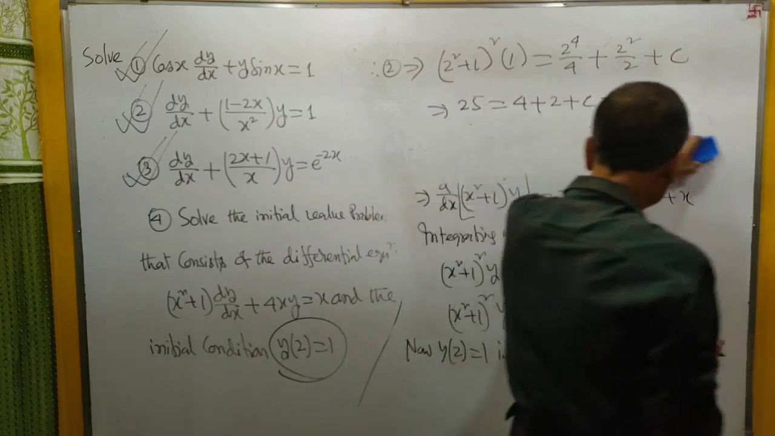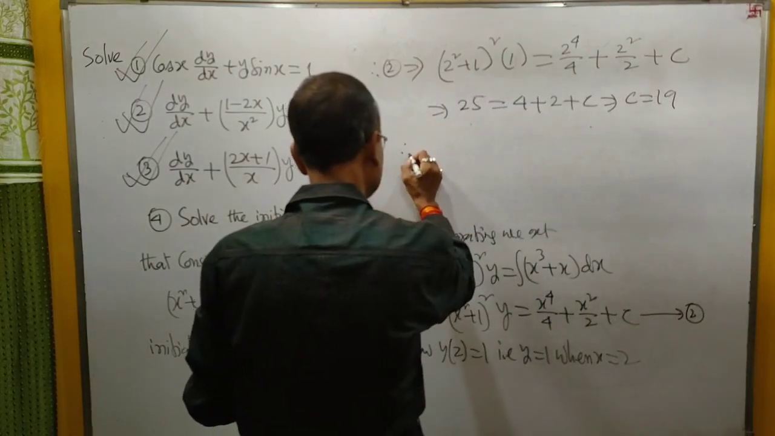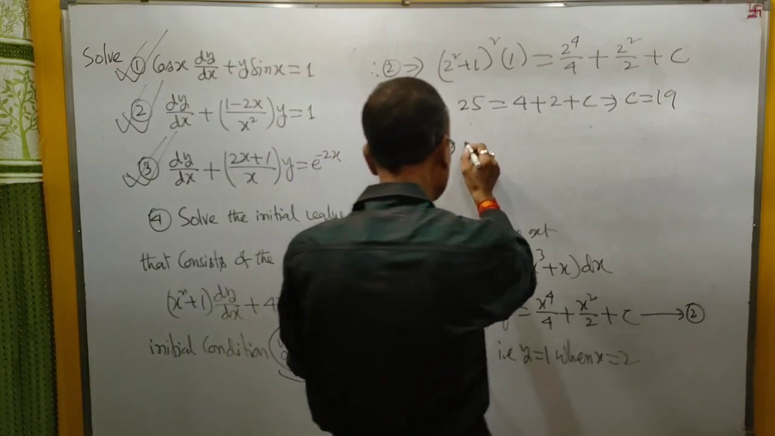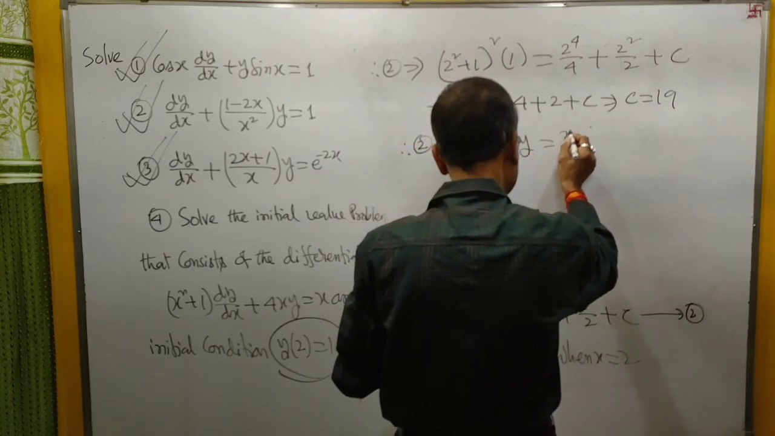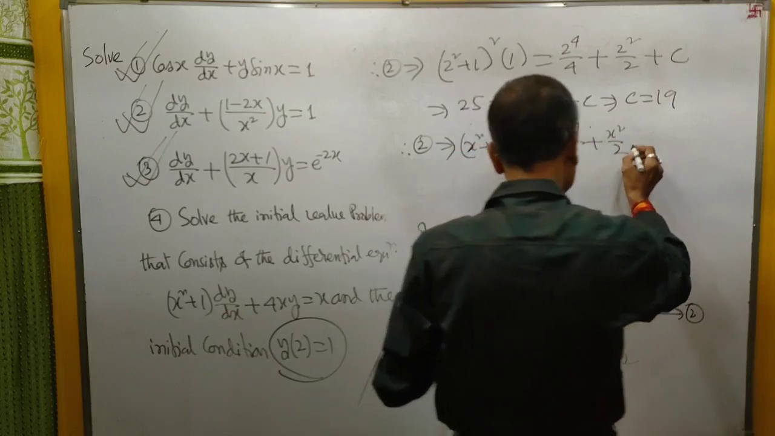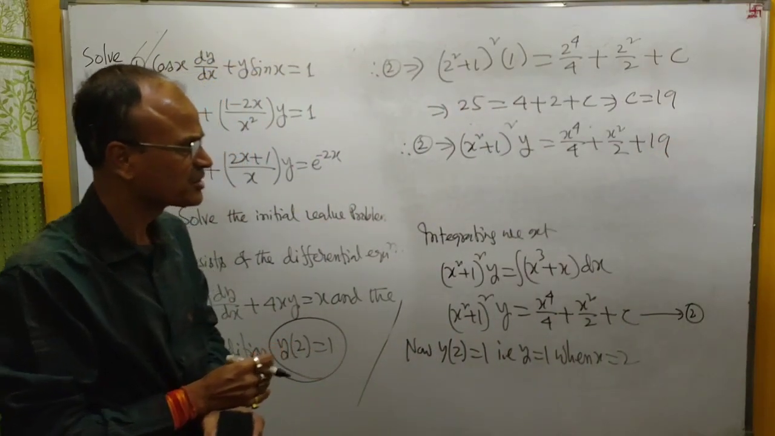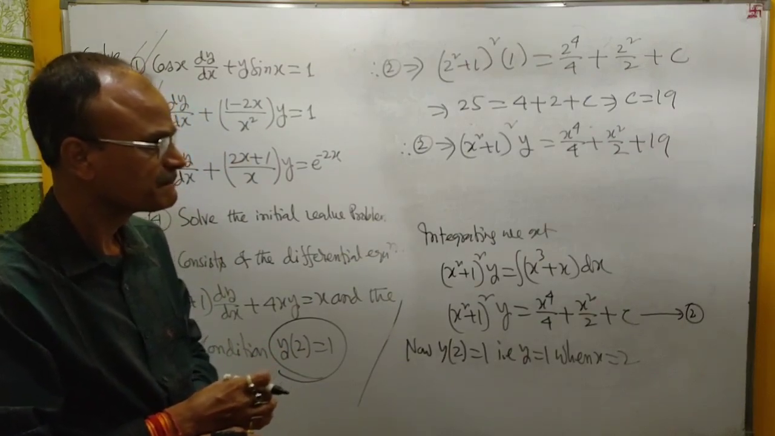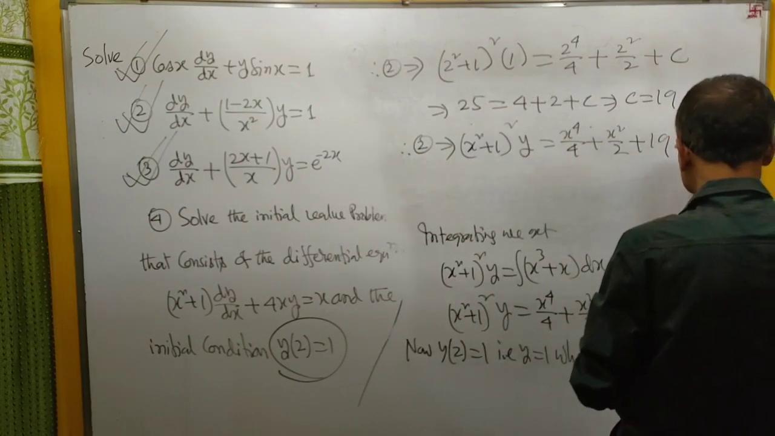Therefore, put the value of c in equation number 2. Therefore, x square plus 1 whole square y equal to x to the power 4 divided by 4 plus x square by 2 plus 19. This is the required solution of the differential equation.